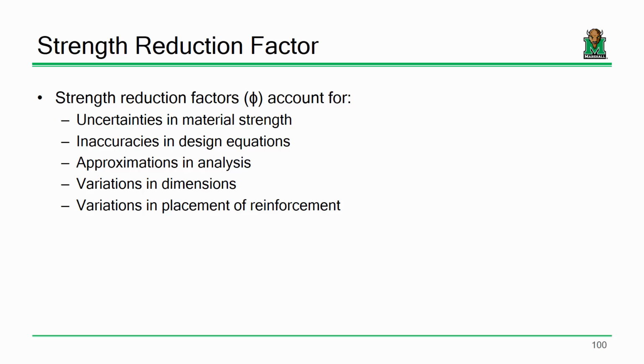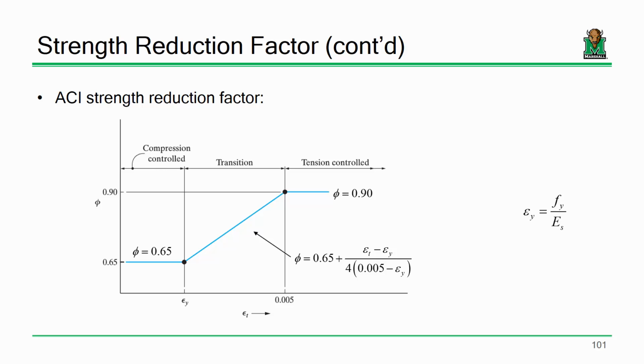Okay? And the way that we handle that is we take that nominal moment capacity, that Mn that we computed in that previous example, and we adjust it by a strength reduction factor. We call that value phi. Okay? Now, what's interesting about concrete design is that phi changes depending upon the behavior of the beam.